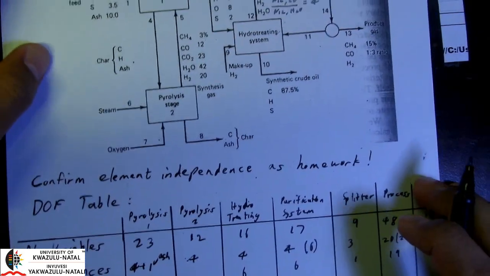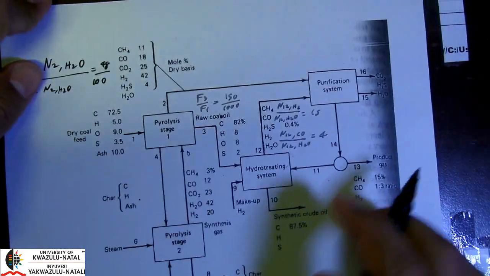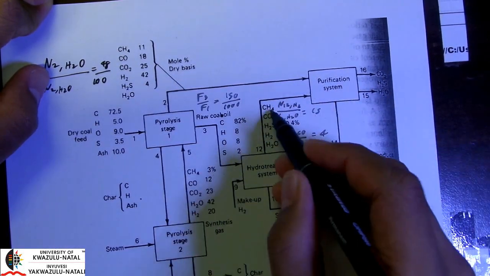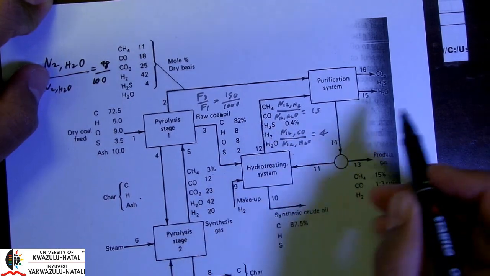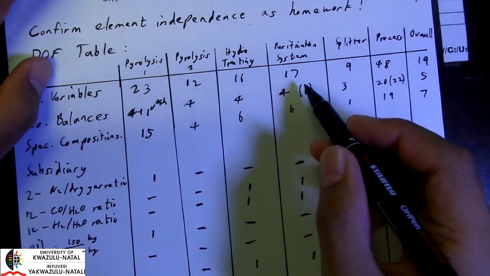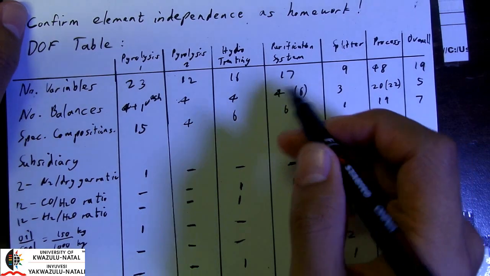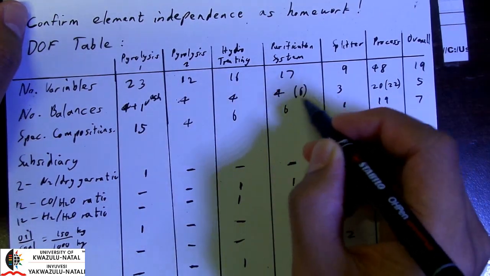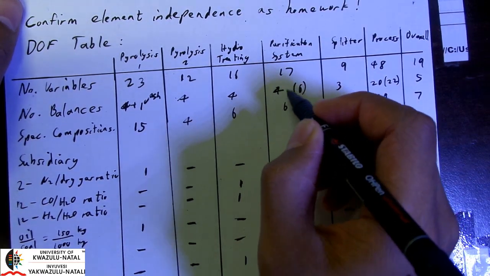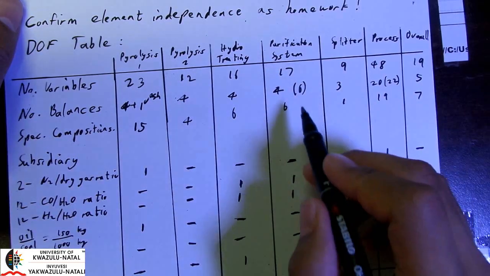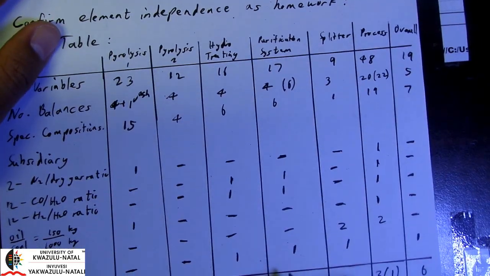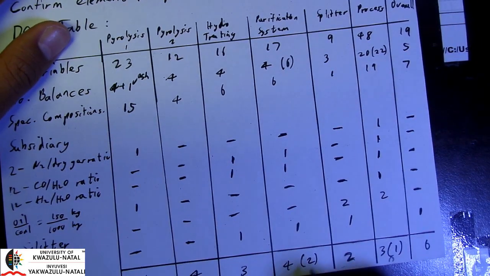In terms of our purification system, we have 17 variables. And this is another interesting point which I'll get to, but for now let's look at our balances. We have a maximum of 4 elements, so 4 element balances, 6 specified compositions, and the following subsidiary relations, and that gives us a degree of freedom of 4.